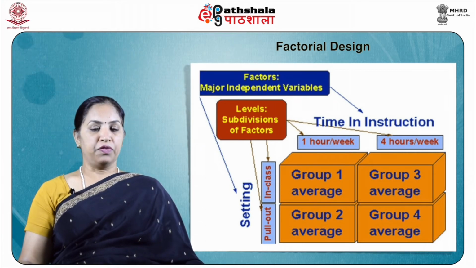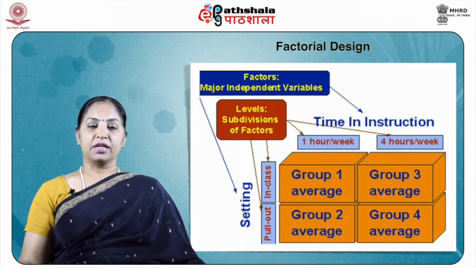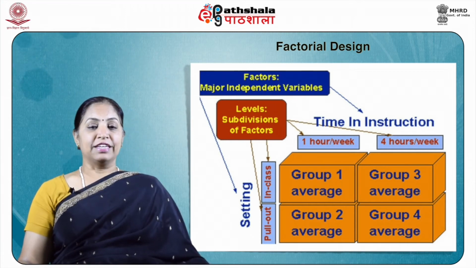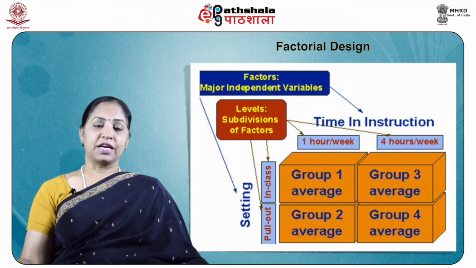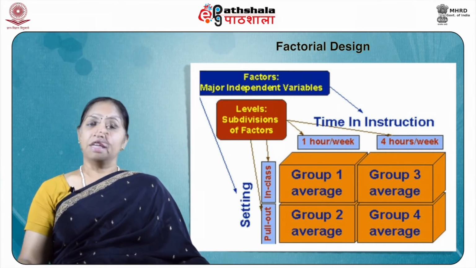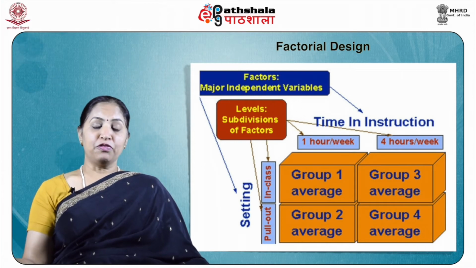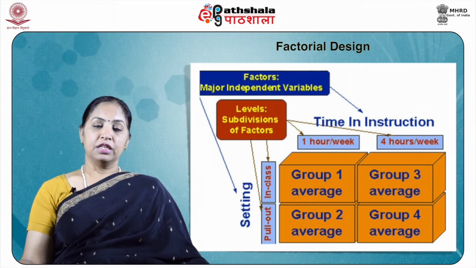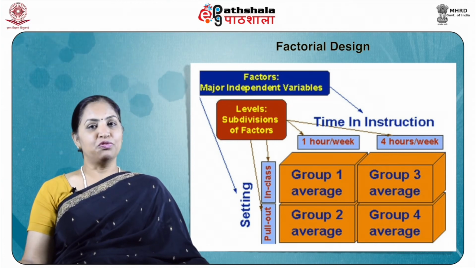Similarly, a 3 into 4 factorial design will have 2 factors with 3 and 4 levels in each factor respectively. If the number of factors increases, say if 3 factors were involved, that is, we have time, setting and a third factor, maybe the language, then it would be A, B and C. The languages involved, we may have English, Hindi, Sanskrit, Marathi, 4 levels of language, then the design would be called a 2 into 3 into 4 factorial design.